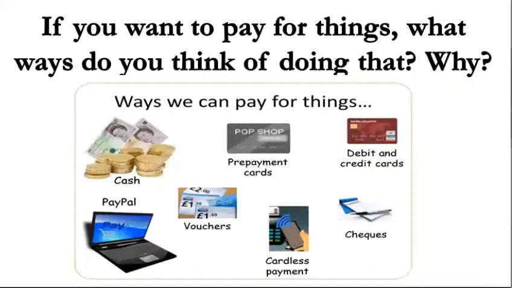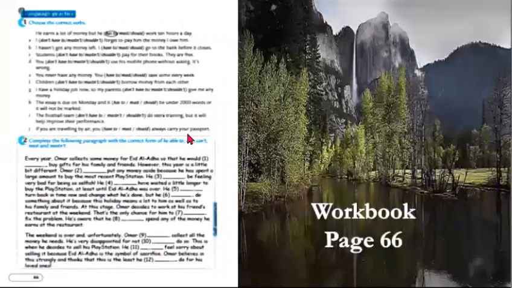So, before we start, let's discuss this question first. If I ask you, if you want to pay for things, what ways do you think of doing that? We previously studied methods of payment or ways of payment. As you can see in the picture, we can pay for things using, yes, exactly, cash. We can use payment cards or credit cards. We can also use checks. These are the main ways of paying, or ways of payment, as we say.